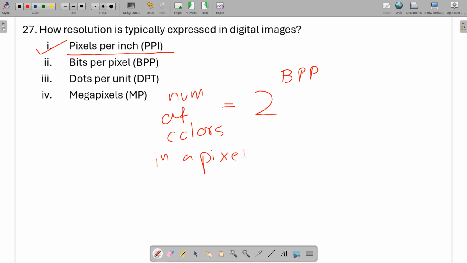And the other unit is dots per inch, DPI. Now here in the third one it says dots per unit. There is no image like that. Megapixels are not going to be the expression of how the resolution is going to be. So the correct answer on this particular question is pixels per inch. So the first one is going to be the answer.